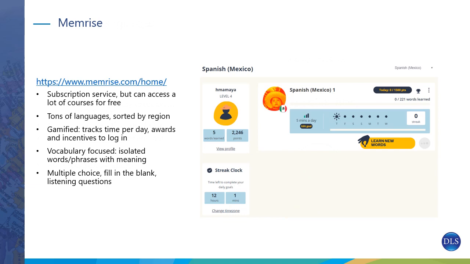Next is Memrise. Memrise is another subscription service, but it does have a lot of courses that can be accessed for free. It also offers a ton of languages sorted by region, so you can go to their webpage and see if your language is available.